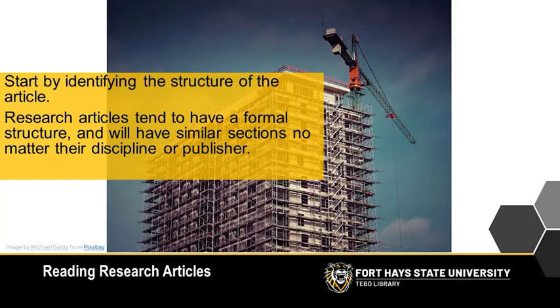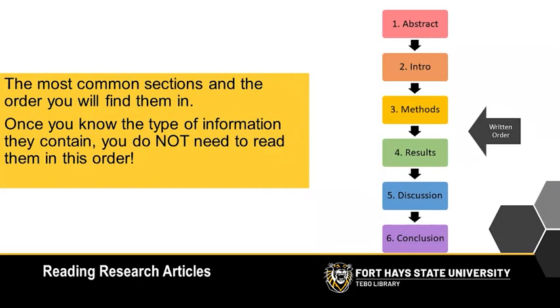These sections might be labeled, or you may have to infer what they are by their contents. These are the most common sections. Once you know what these sections are and the information they contain, you can decide which are the most important for your needs and what order you should read them in. You don't need to read research articles like you would a novel for fun, from beginning to end. You can skip around. Let's look first at what information is in each of these sections.